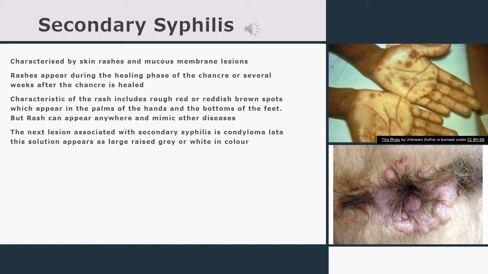It is during this stage that, being a bacterial infection, syphilis produces fever, headache, lymphadenopathy, sore throat, weight loss, etc. All those general flu symptoms appear during the secondary phase of syphilis. These also will resolve with or without treatment, but without treatment, syphilis will progress to the latent stage and possibly the tertiary stage of the disease.